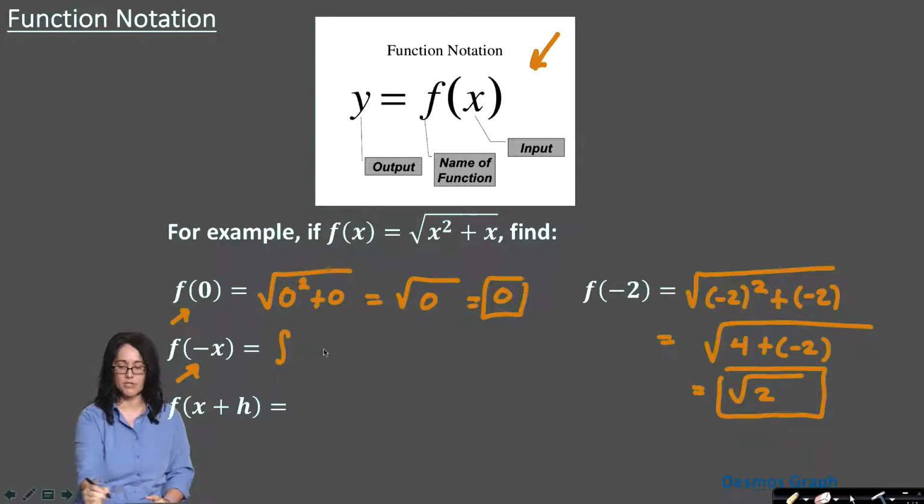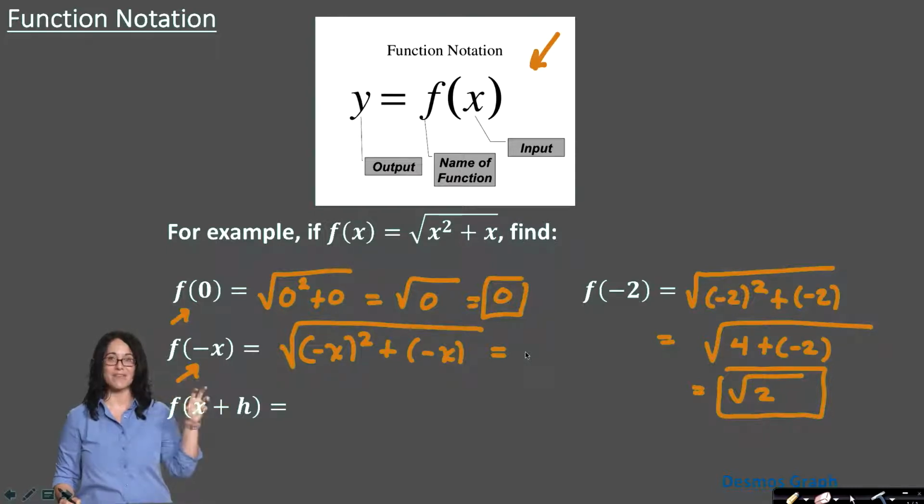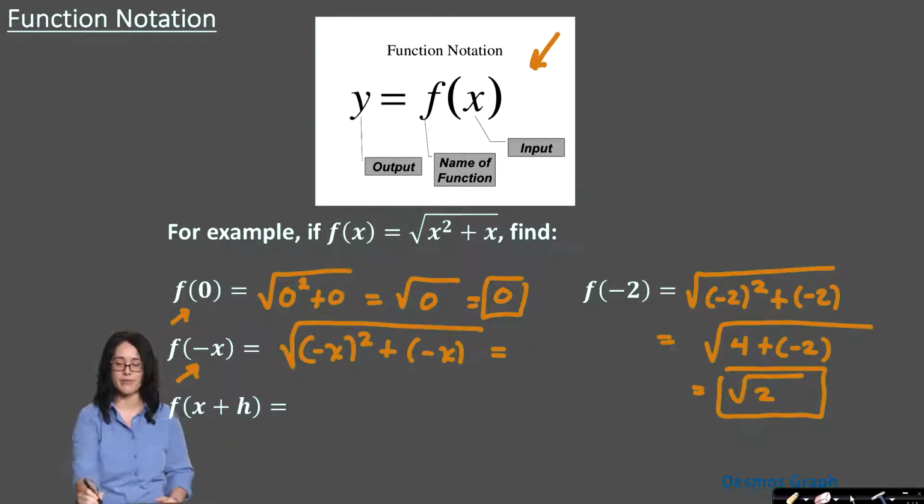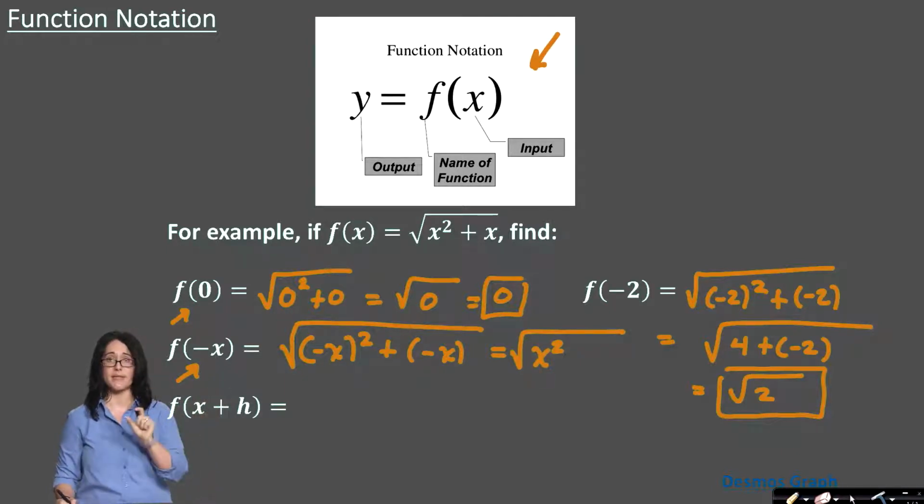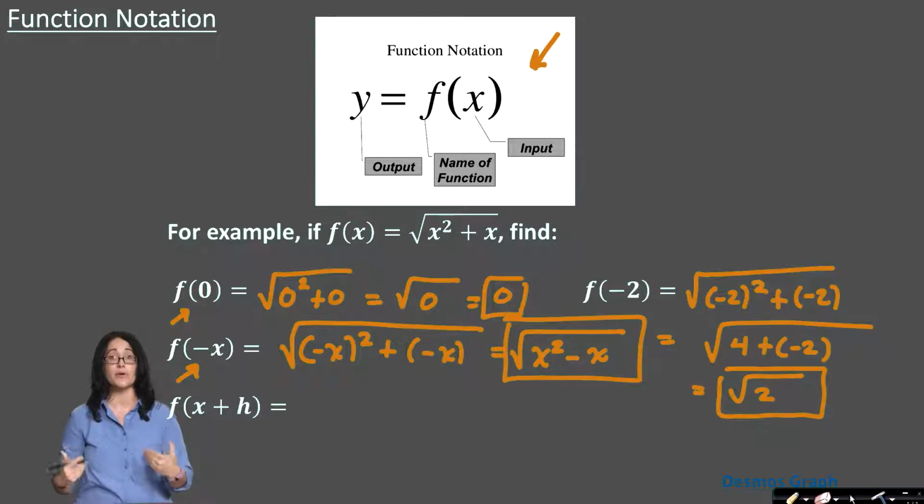So f of negative x would really mean, in this situation, that I would be putting in negative x for every input x. So negative x gets squared in parentheses plus my negative x. And let's see what we get. Well, negative x times negative x is just a positive x squared. Good job. But then we're asked to add the opposite of x. So plus a negative is really just a minus, right? So minus x. And you could simply say that is the output. If you input negative x into this particular function, you get the result of square rooting x squared minus x.